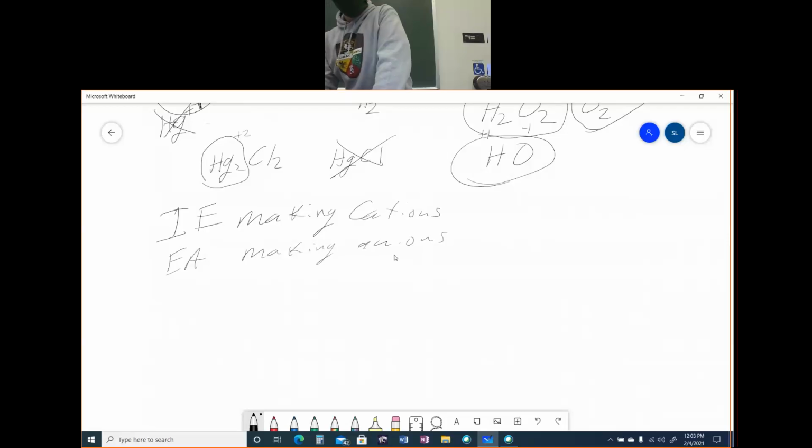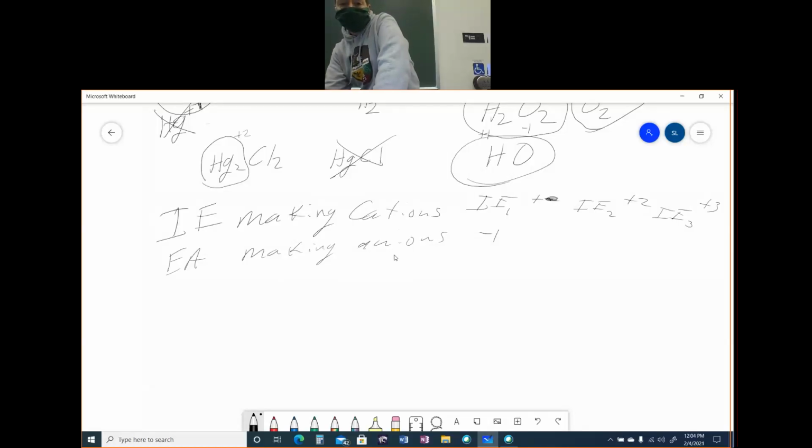All right. For the electron affinity, we only make -1. For ionization energies, we'll have ionization energy 1, which is making a +1. We will have ionization energy 2, which is making a +2. We'll have ionization energy 3, which is making a +3.